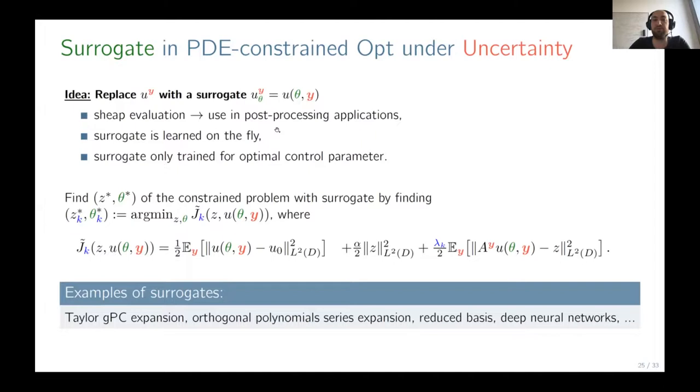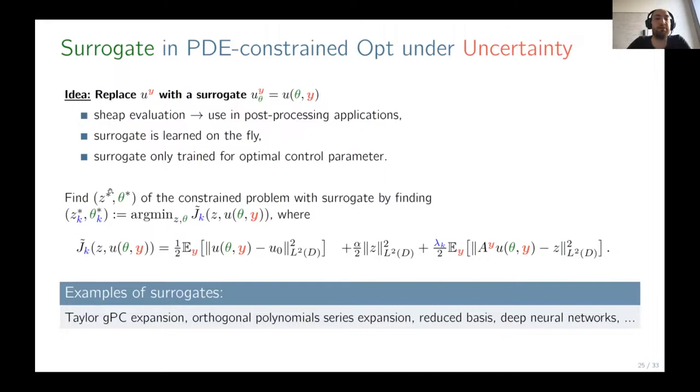And we should mention that the surrogate model is only trained for this particular optimal control parameter. So when repeating the experiment with a different optimal control parameter, you would need to learn the surrogate again. But on the other side, we would expect that our training data does not need to be too large to train the surrogate model because we don't want to represent too much.